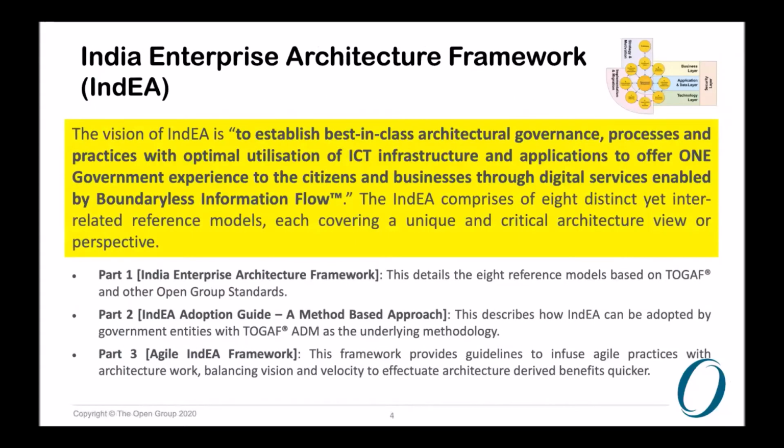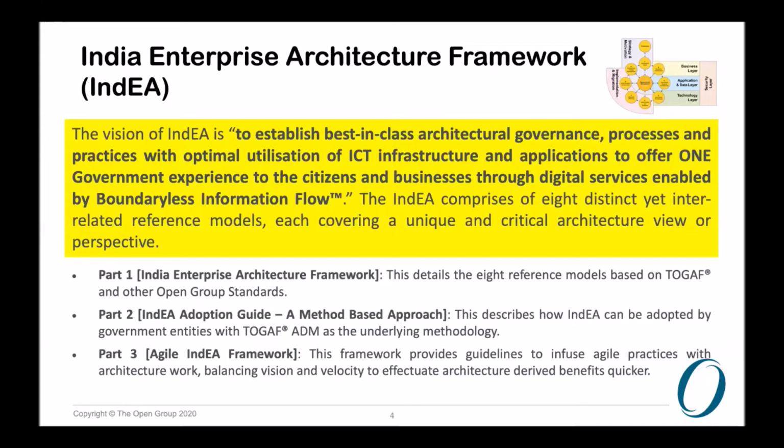So with this background, I will go on to the evolution of architecture within India. We call this India Enterprise Architecture. In short, it is IndEA, as you can see there. The vision of IndEA is to establish best-in-class architecture governance processes and practices.